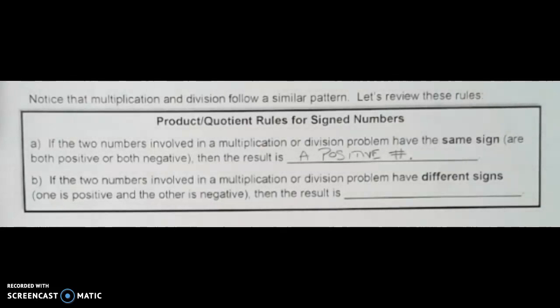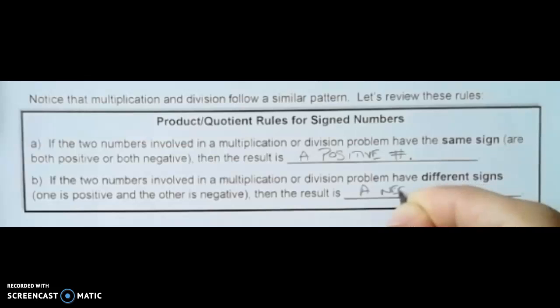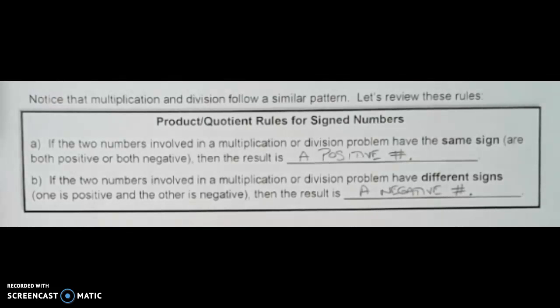In letter B, though, if the two numbers involved in the multiplication or division problem have different signs, so one of the numbers is positive and the other one is negative, then the result is a negative number. Okay, so a positive times a negative is negative, a negative times a positive is negative, and then with division, a positive divided by a negative is negative, and a negative divided by a positive is also negative.